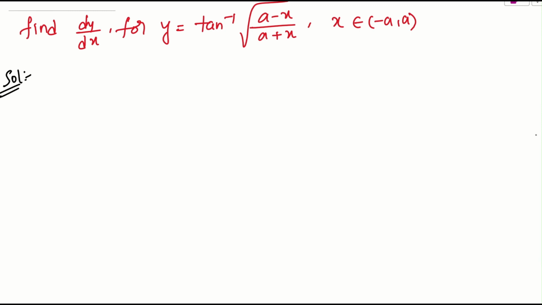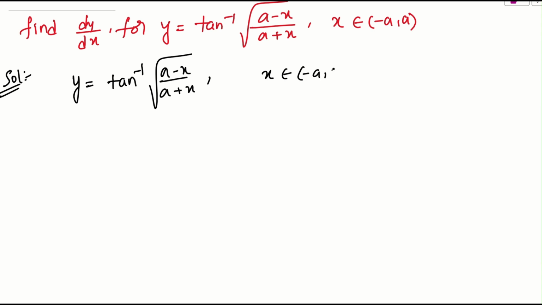Let us see the question given here. We need to find dy by dx for which y is equal to tan inverse of root of (a minus x) by (a plus x), and they have given the domain for x. X lies between minus a and a, right?